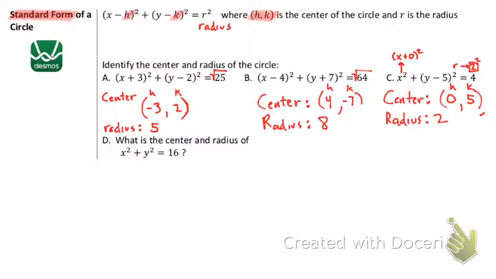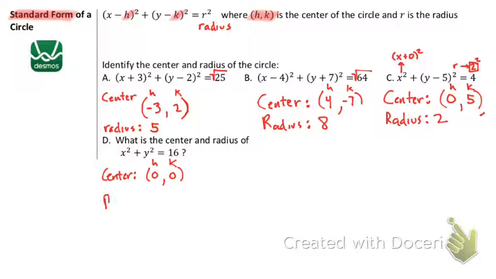All right. So example D, let's just do this real quick. So our center is going to be, notice, there is no number adding and subtracting to the X. There is no number adding and subtracting to the Y, which means the numbers that we're adding and subtracting are 0, 0.